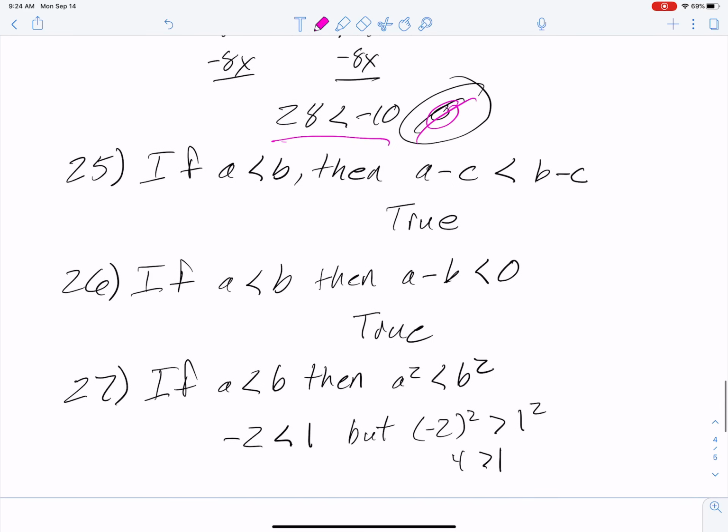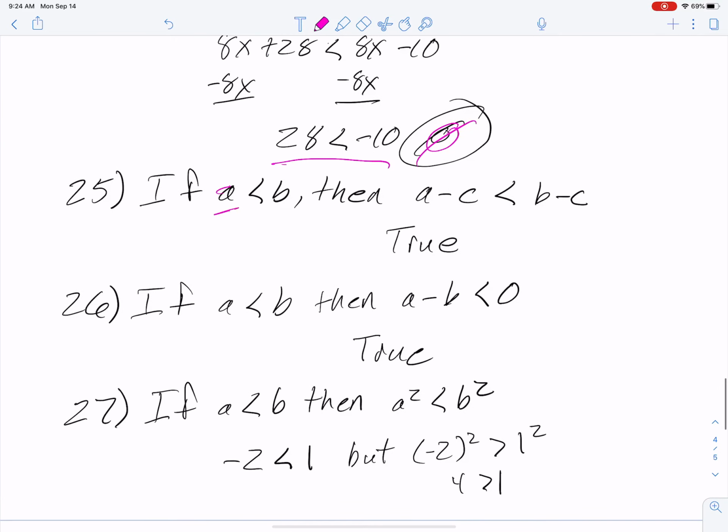Now, 25, 26, and 27 are kind of logic puzzles, and if you think something is false, all you have to do is provide a single example that shows it's false. Now, if A is less than B, then A minus C is less than B minus C. That is true and hopefully makes sense that if A was already less than B, if we took the exact same amount away from A as we take away from B, we would still have a smaller value on the left.